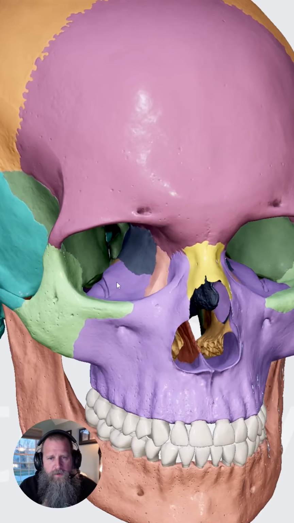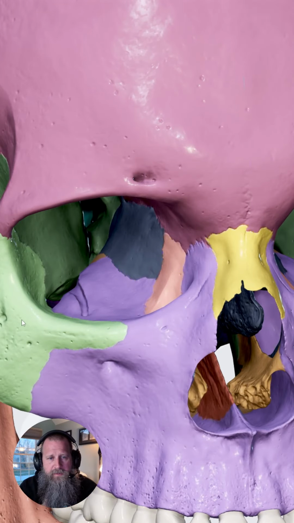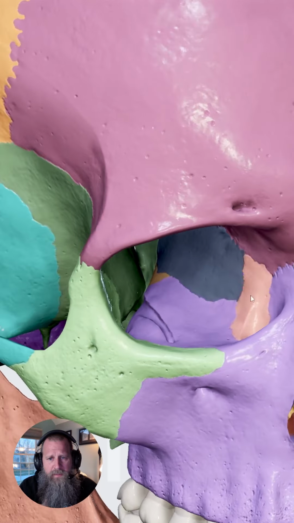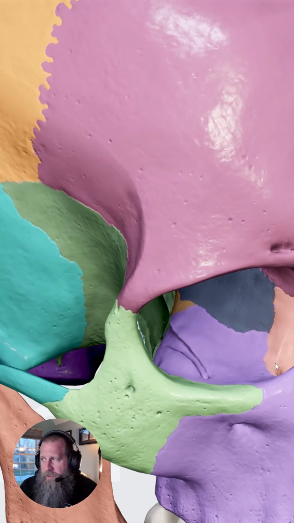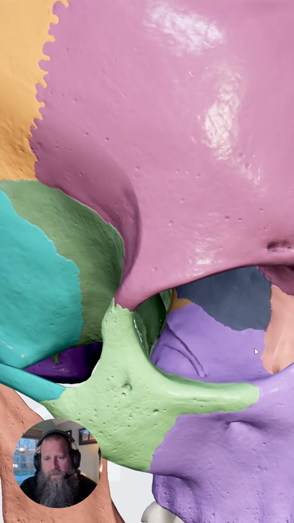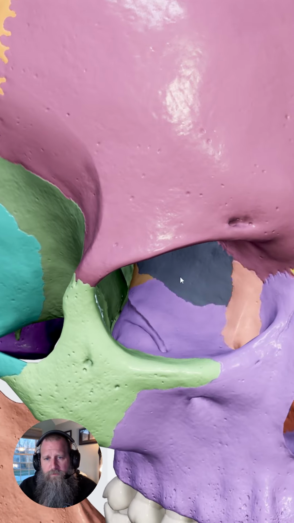If we zoom in on the orbit, we can see that the orbit is made up of the zygomatic bone, portion of your cheekbone, the frontal bone, and the maxilla. Then we have the lacrimal bone here. Lacrimal bone's easy to identify because it has this depression in it where the lacrimal gland sits. And then you can see portion of the ethmoid bone here.